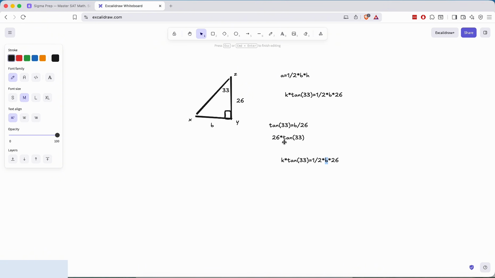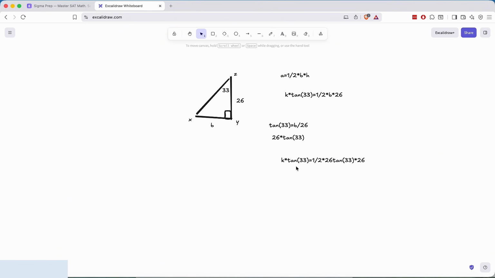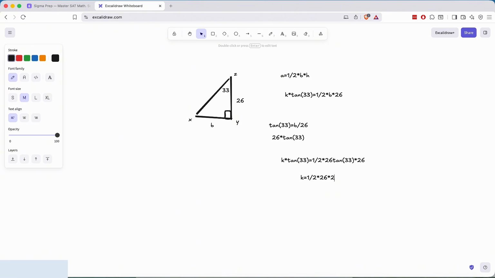It'd be 1/2 times the B, which is this now, 26 tan 33, right? So this is basically our equation, right? And they want to know what is K, right? So if you take a look at this, you can just put this in Desmos and divide by tan 33. But if you divide it by tan 33, it would just kind of cancel out tan 33 on both sides, right? So what that would look like then would just be this, right? We'd have K equals 1/2 times 26 times 26. That's going to be our final answer.